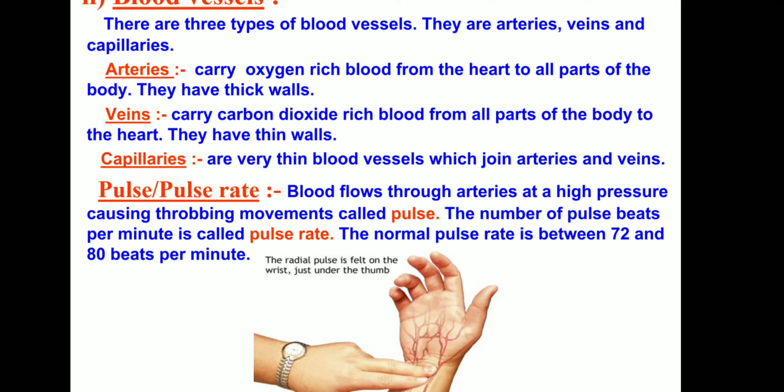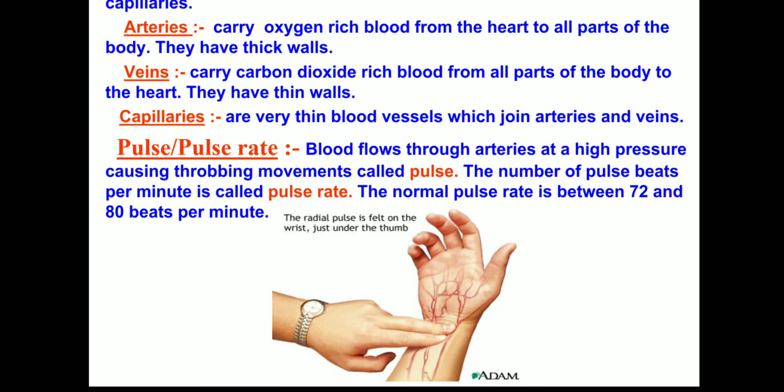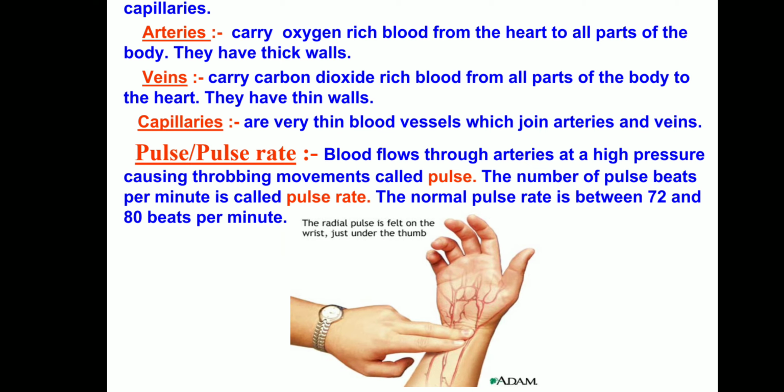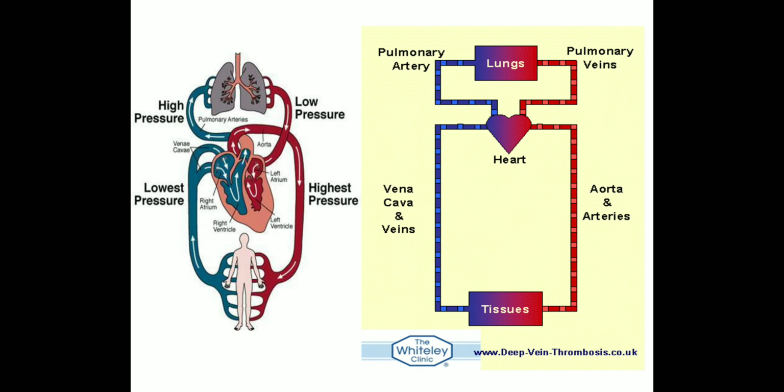Now pulse rate, children, you can see in this slide, blood flows through arteries at a high pressure, causing throbbing movement and called pulse. The number of pulse beats per minute is called as pulse rate. The normal pulse rate is between 72 and 80 beats per minute. You can see how we can feel the pulse rate. The next is, you can see the flow diagram. Children, about this we will study in the next slide.